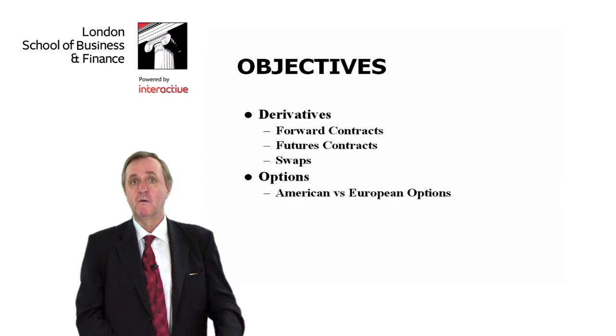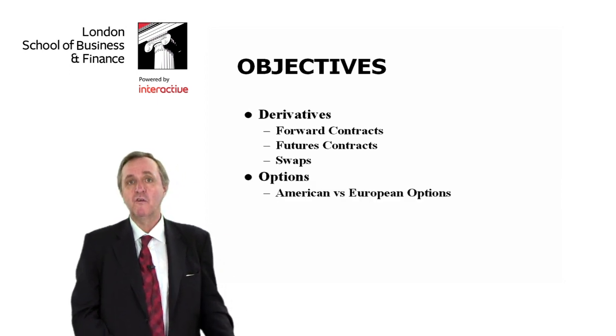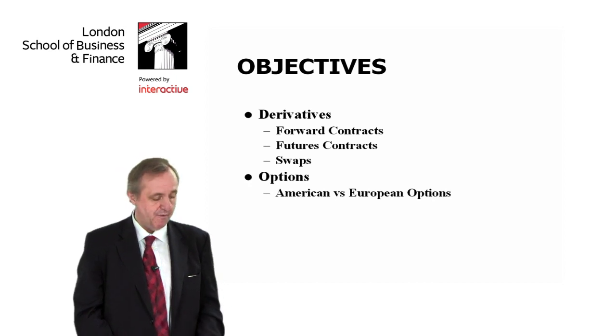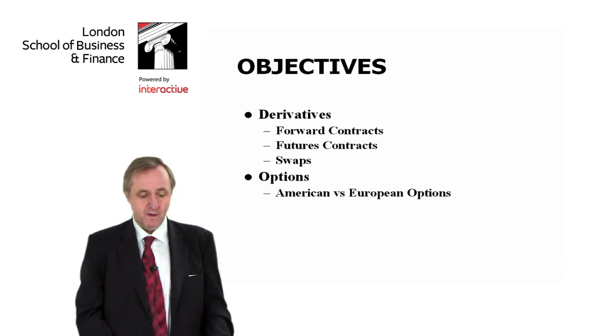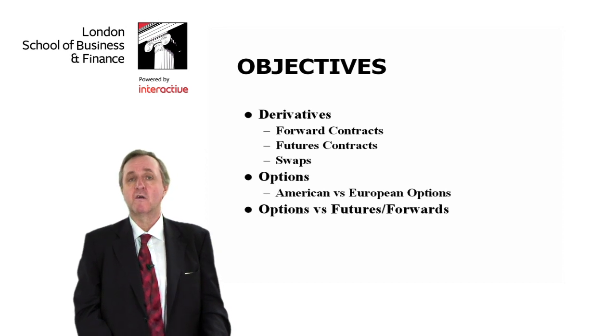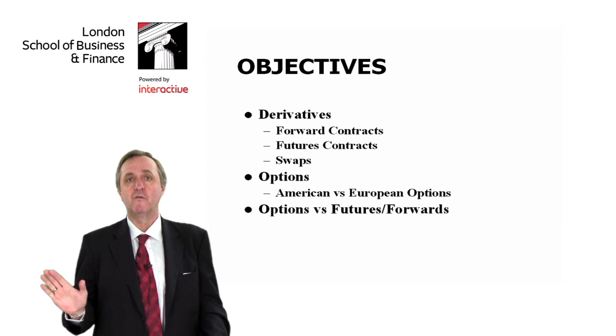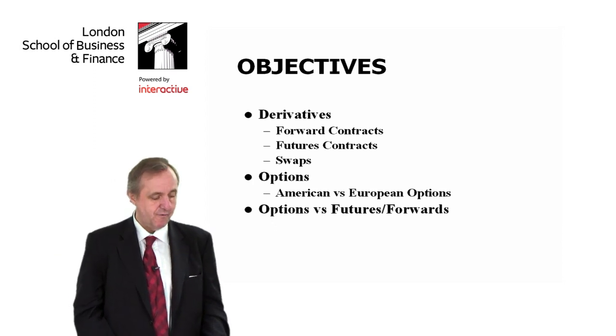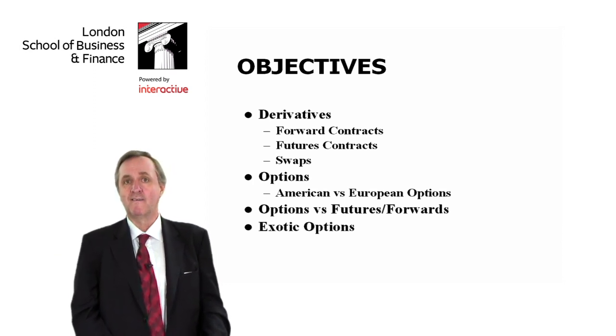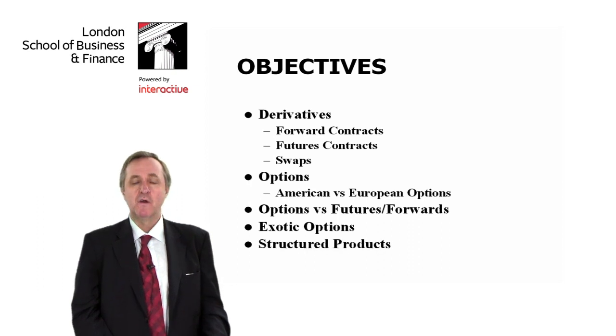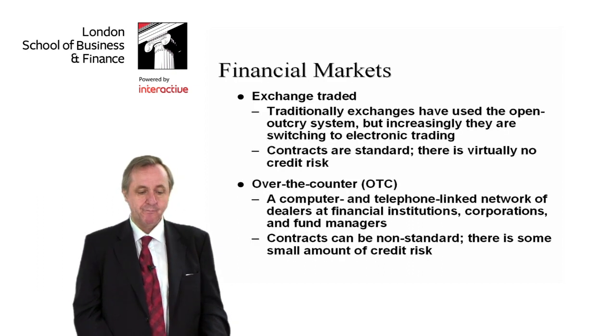We're also going to talk about options, and we're going to discuss two different classes of options, American versus European. We're going to compare them at a high level to futures and forwards and try to understand the use of each one of these different types of instruments. We're going to discuss exotic options, and finally we're going to introduce structured products.